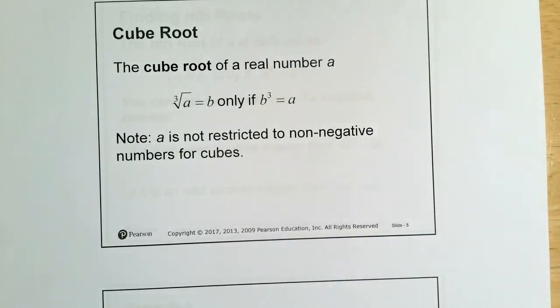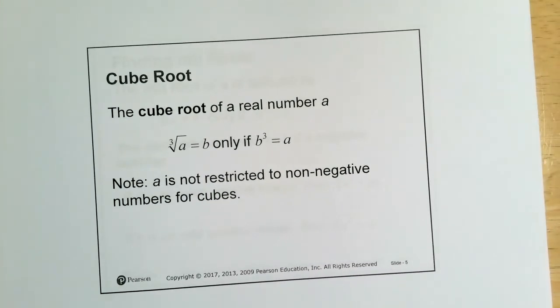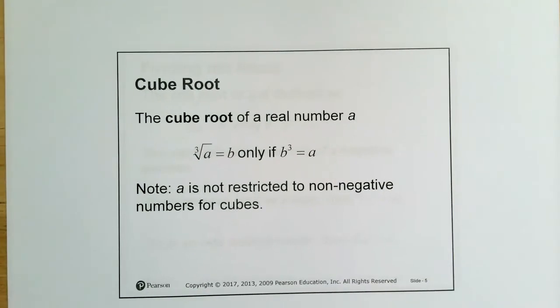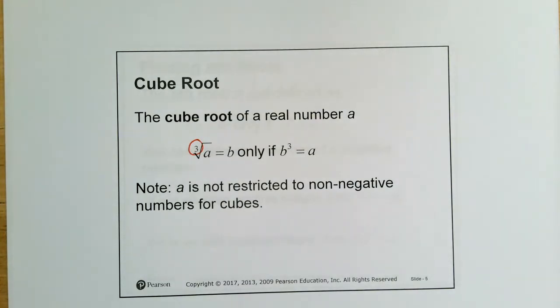All right. The next thing we will cover is the cube root. When we see the cube root of a number, we are asking what number you multiply by itself 3 times to get this number. What could you raise to the 3rd power, right? It's similar to the square root, except that you can take the cube root of a negative.